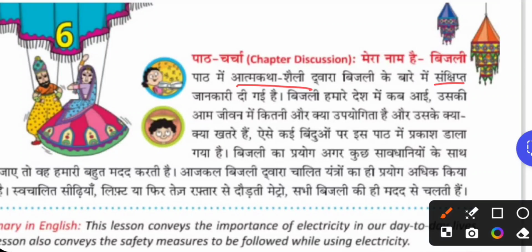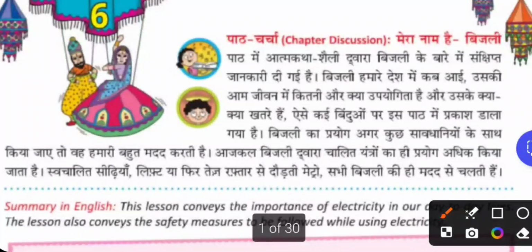बिजली हमारे देश में कब आई? When the electricity came in our country. उसकी आम जीवन में कितनी और क्या उपयोगिता है? In the normal life, how much is its importance and what are the uses? और उसके क्या क्या खतरे, and what are the dangerous things or precautions we have to take? और ऐसे कई बिंदुओं पर इस पाठ में प्रकाश डाला गया. So in all these topics the light has been thrown to give the awareness about electricity. बिजली का प्रयोग अगर कुछ सावधानियों के साथ किया जाए तो वह हमारी बहुत मदद करती है. If you are using the electricity in a cautious way with the precautions, then it will be very helpful for us.